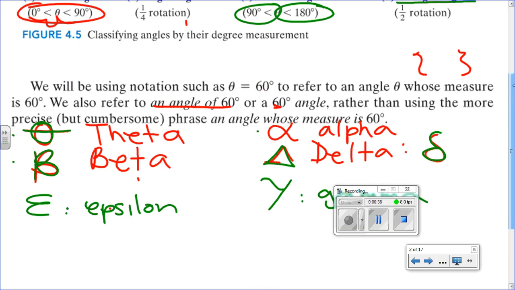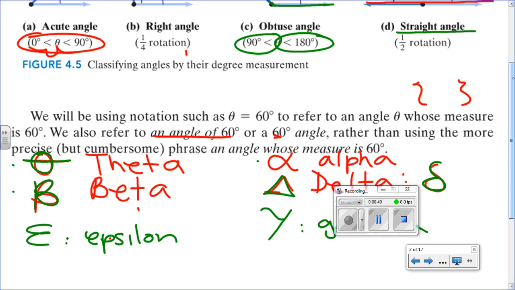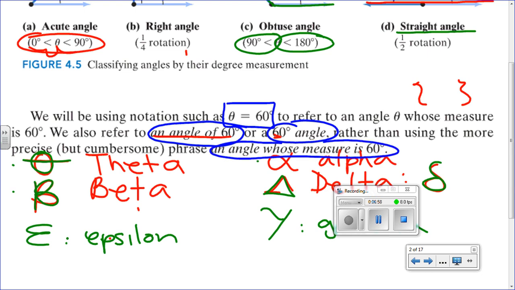Okay, so if you have an angle, you could read it as theta equals 60, or you could say an angle of 60 degrees, or you could say 60-degree angle. All three statements are equivalent. Or actually, you could say an angle whose measure is 60. So all four statements are equivalent. That's all you need to know from that.